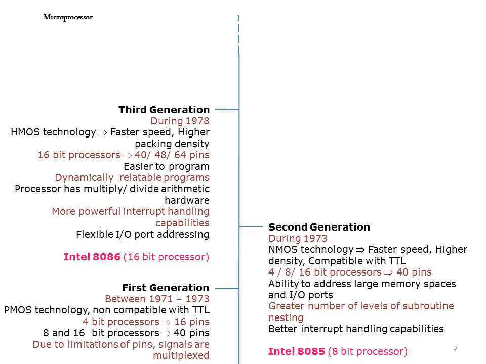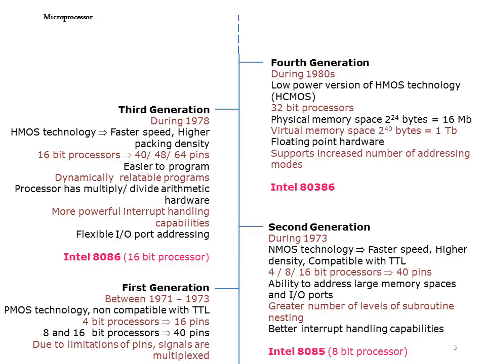Third generation, during 1978, it is manufactured with HMOS technology, faster speed, higher package density, and it has only 16-bit processors with 40, 48, and 64 pins and easier to program, dynamically relocatable programs. Processor has multiply and divide arithmetic hardware, more powerful interrupt handling capability. The major processor released in this third generation is Intel 8086, which is the first 16-bit microprocessor.